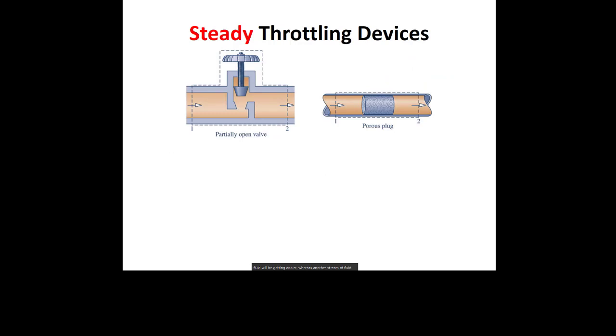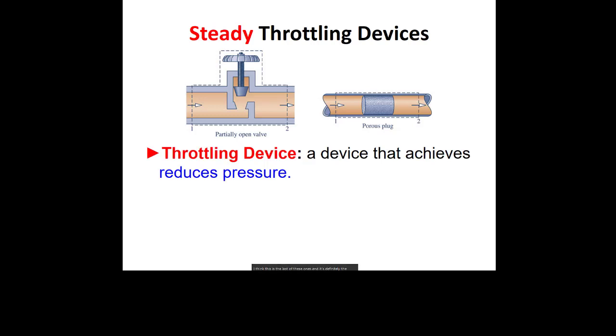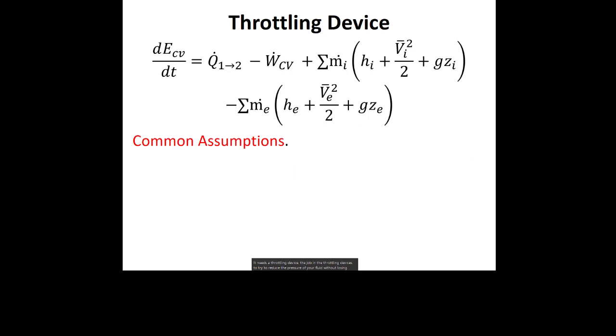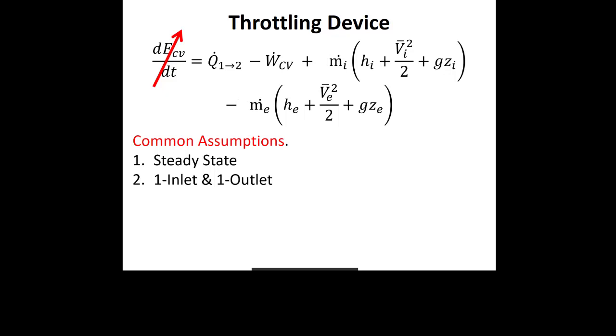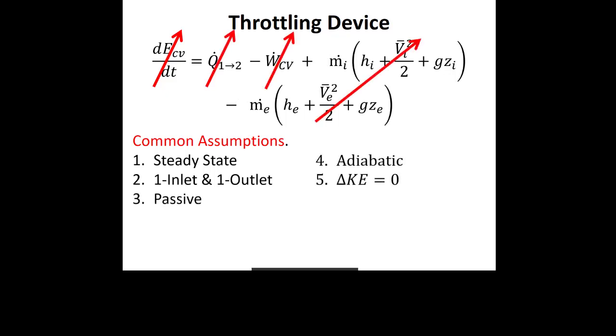I think this is the last of these ones, and it's definitely the most boring one, and it's a throttling device. The job of the throttling device is to try to reduce the pressure of your fluid without losing any energy stored in that fluid. Throttling devices are great to do the analysis on, but kind of boring, right? So they're steady state. They're one inlet, one outlet. They're passive. They're adiabatic. No kinetic energy change, no potential energy change.